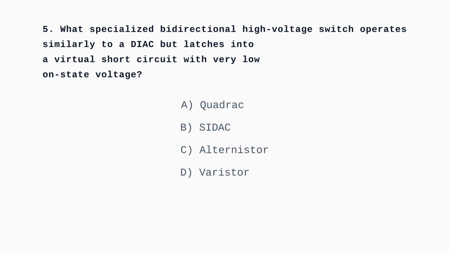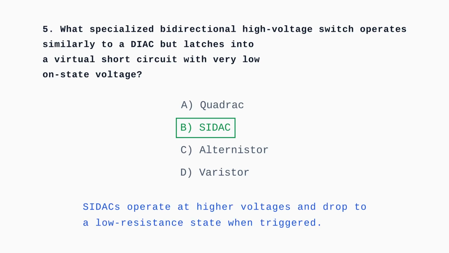Question 5. What specialized bidirectional high-voltage switch operates similarly to a DIAC but latches into a virtual short circuit with very low on-state voltage? A SiDAC, or silicon diode for alternating current, is a high-voltage trigger device that conducts like a DIAC but latches into a near-complete short circuit with low on-state voltage drop.